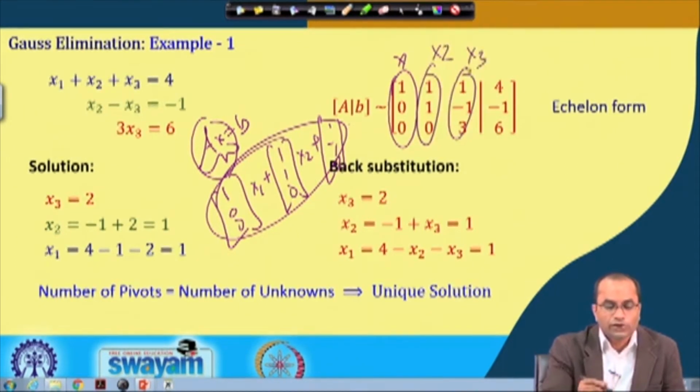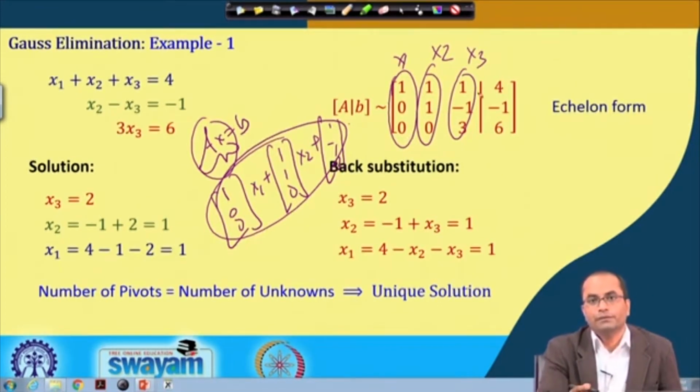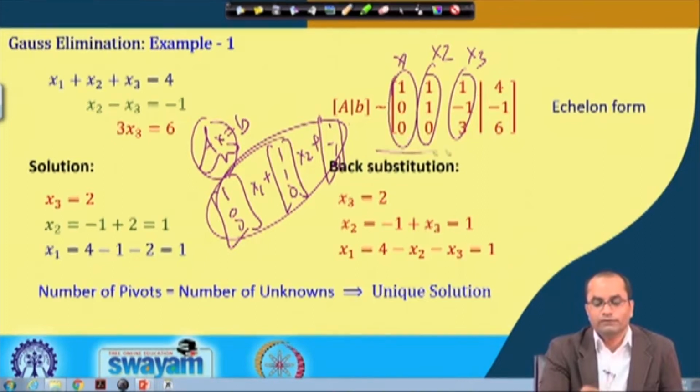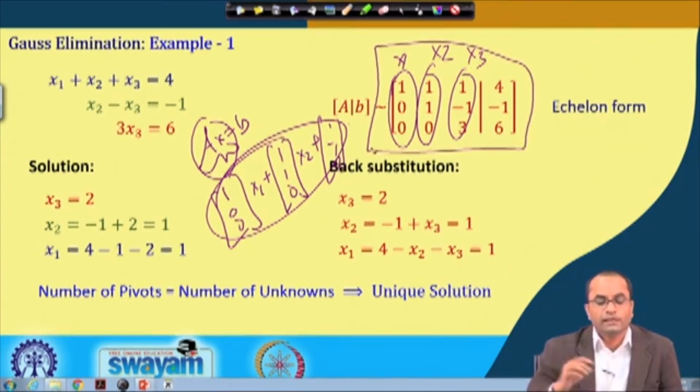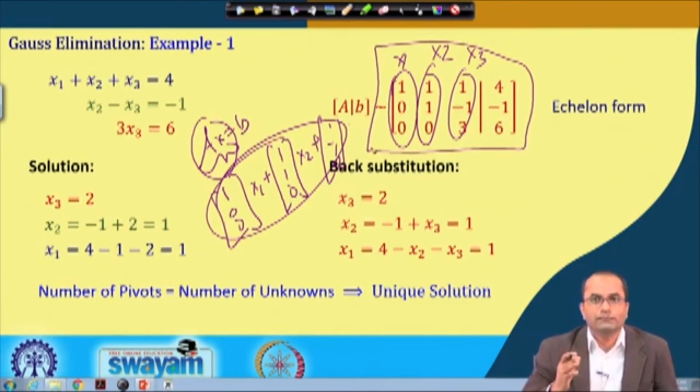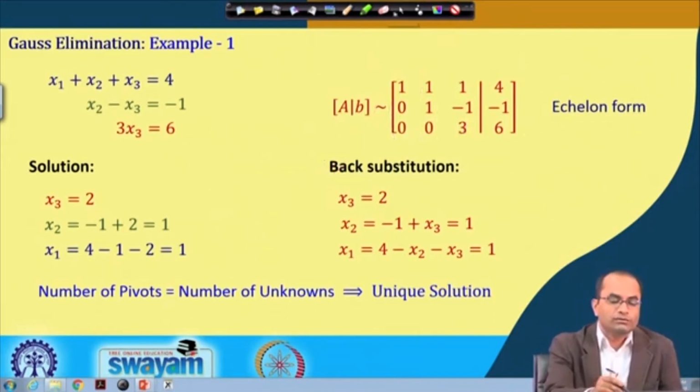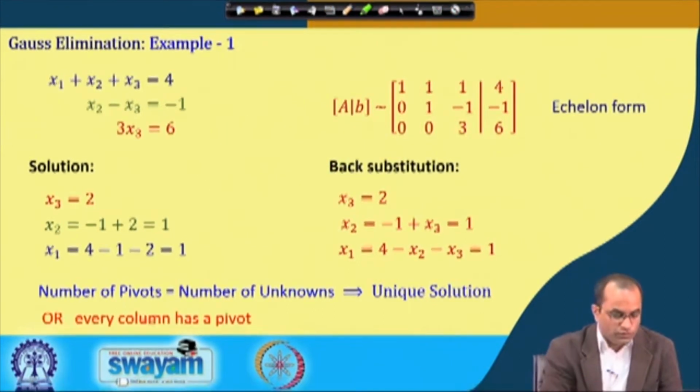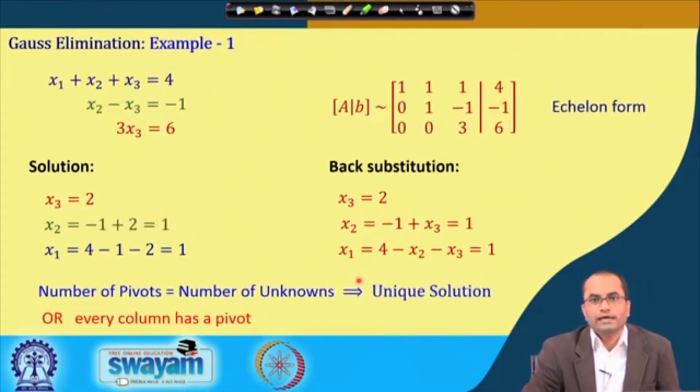So, this first column is associated with x 1, this with x 2, and this with x 3. So, if each column has a pivot, in that case the solution will be a unique solution. Every column has a pivot, and this is exactly the case when we have the unique solution.